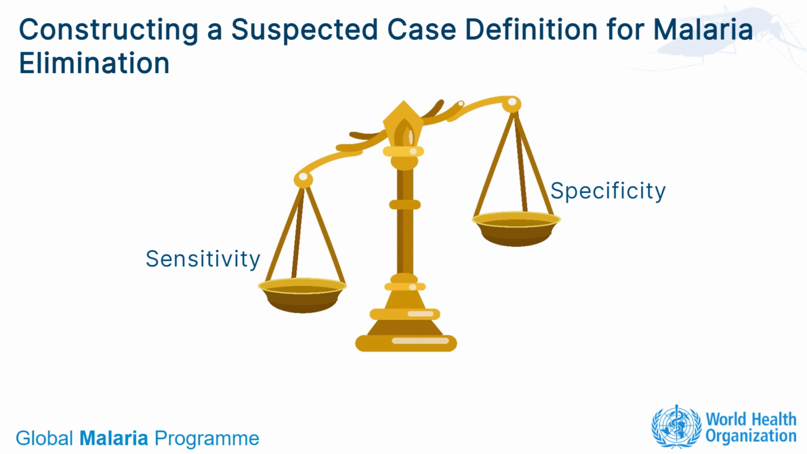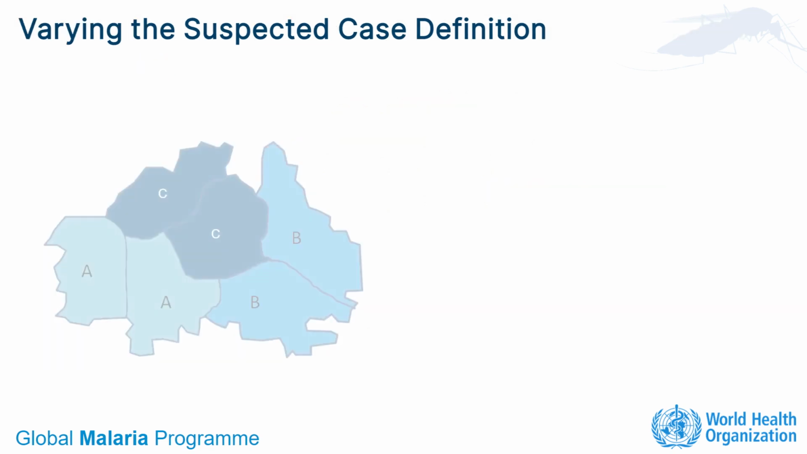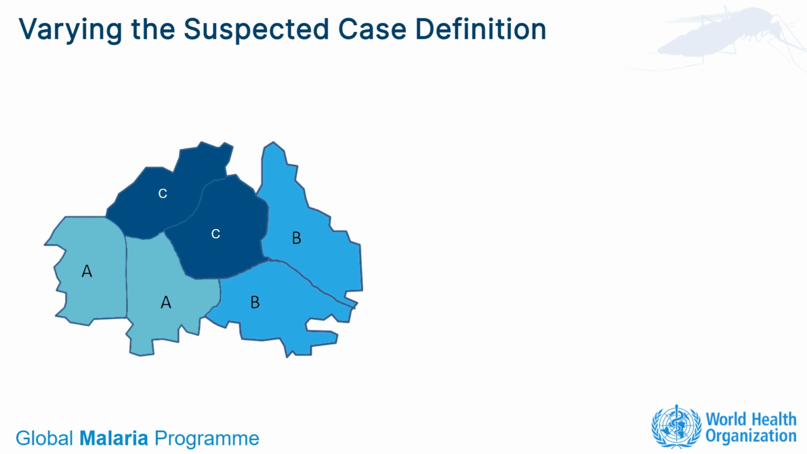But as we just saw, the downside of a very sensitive case definition is that we will use a lot of resources for testing and end up with only a few cases. How can we balance the need for sensitivity with the need to use a reasonable amount of resources? One thing that national malaria programs can do to balance this issue is to vary the suspected case definition within the country and by season. Here is an example of how the case definition could change within a country and by season. The country is divided into three strata.